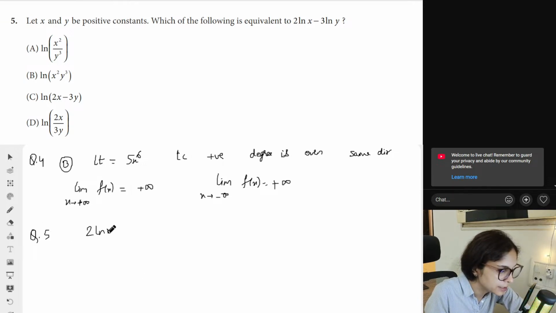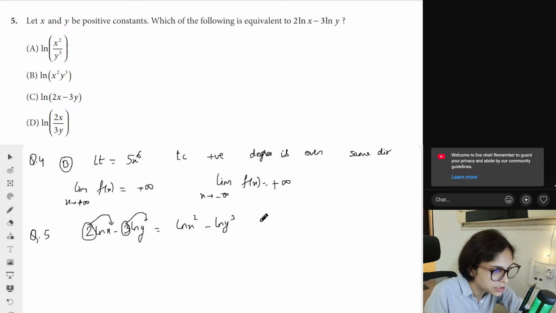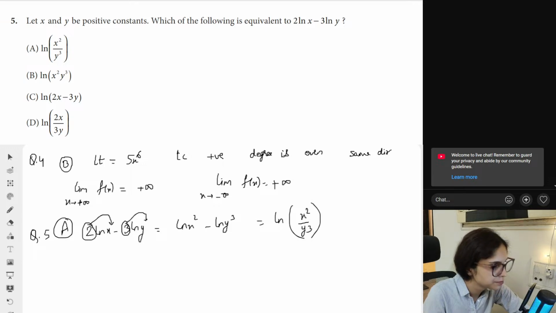So you have 2 ln x minus 3 ln y. This will be ln x squared minus ln y cubed, because this thing over here goes in the exponent, whatever is in multiplication, and because logs are subtracted, you will have to divide the arguments. So option A is the correct answer. All right.